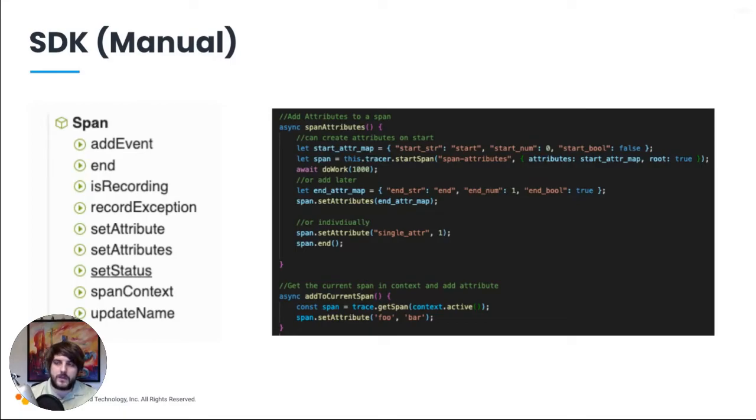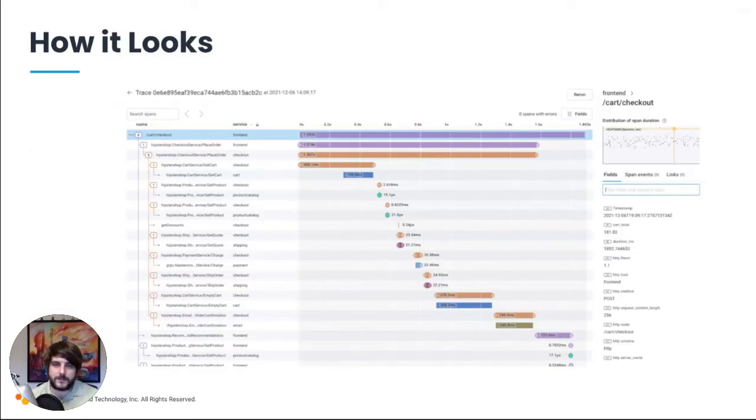So that way you can utilize the auto pieces for a lot of the very common libraries, but then add detailed information like that customer ID. So you can then start asking follow-up questions, getting to root cause, right? And so this is how it looks. We have a trace here. You're able to see across multiple services.